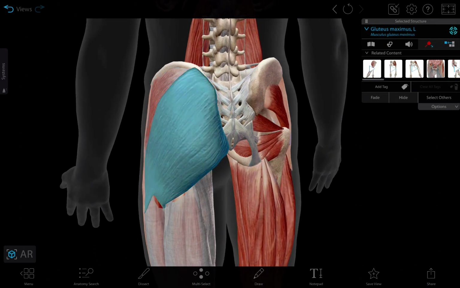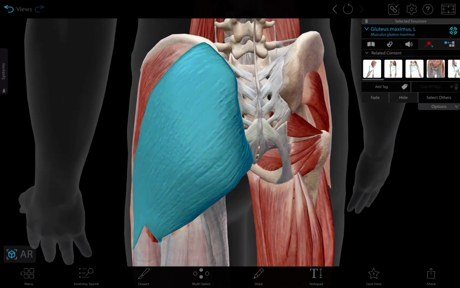So you can see this is the gluteus maximus. Look how big it is, one of the largest glute muscles. Glute basically means the buttocks of your body, basically the rear of your body.